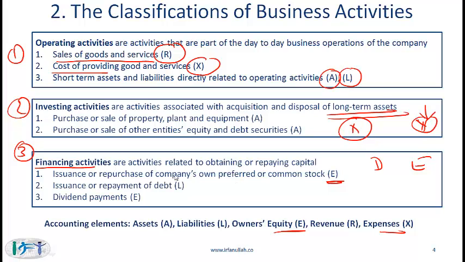Notice that when we repurchase our own stock, that is a financing activity, whereas purchasing the stock of another company is classified as an investing activity. The issuance or repayment of debt is also a financing activity, and the accounting element is L for liabilities. Dividend payments are also considered a financing activity because this represents the flow of funds from the company to the shareholders.